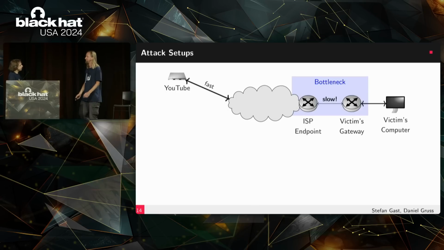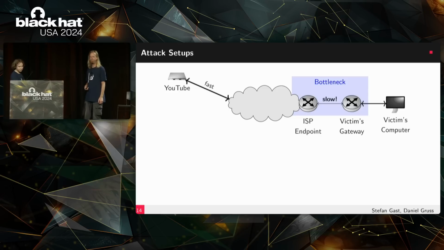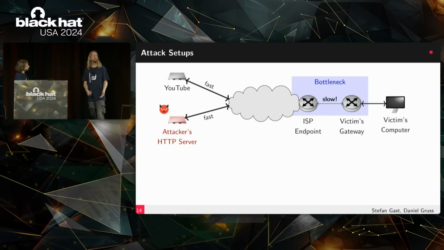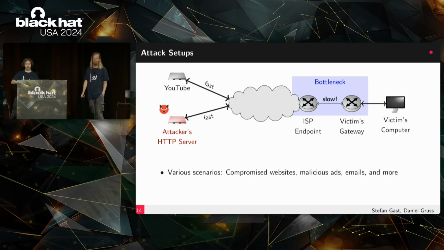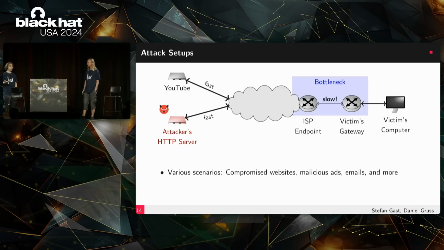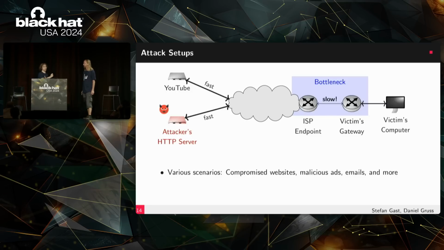But where does the attacker sit in this? Well, just somewhere else. Somewhere on the internet. It might even be in a different country. And this is basically the attack scenario that we have. And you can mount this attack scenario from compromised websites, malicious ads, from emails, from any app, any network connection from your system to some server on the outside can do these measurements just by using TCP.